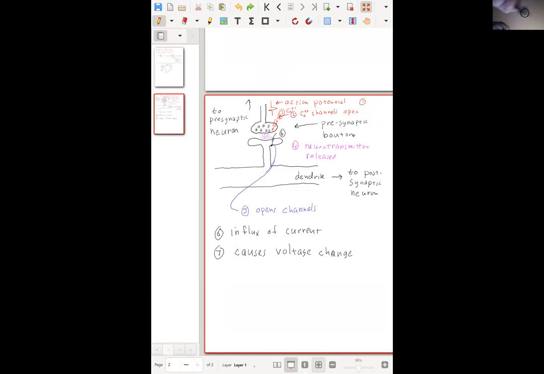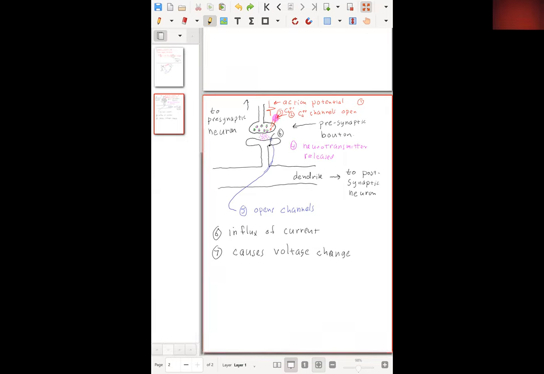So as you can see, it's insanely complicated. It's sort of a miracle it works, but let's go over this again. So step one, action potential arrives there. That action potential causes an increase in voltage at the synaptic bouton. The voltage actually rises by a lot. The voltage causes an increase of calcium current in here, causes calcium current to flow.